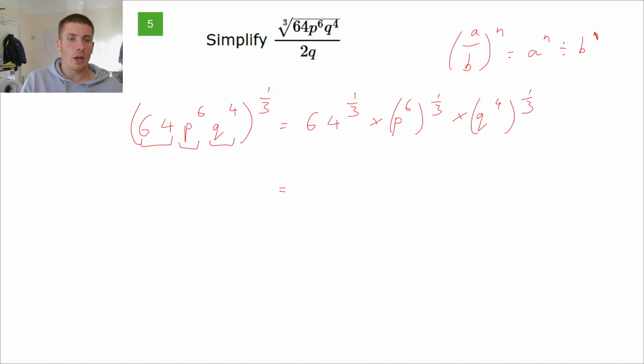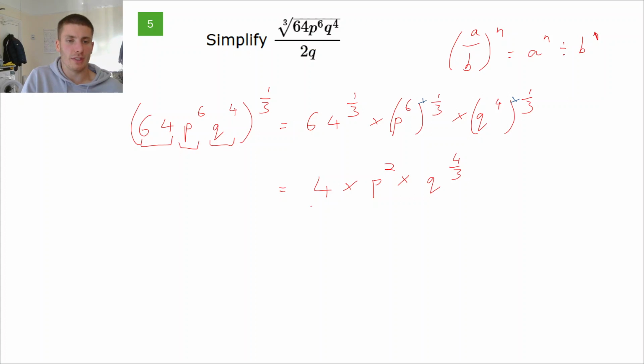Let's work through this. What is the cube root of 64? It is 4. 4 times 4 times 4 is 64, so it's going to be 4. We've then got timesing it by, well, power laws of indices, you can times your powers together. 6 times by a third is going to be equal to 6 over 3, which is 2. So p squared, we're then timesing it by, again, laws of indices, 4 times by a third is 4 over 3. So q to the power of 4 over 3. Okay, so that is the top part evaluated.